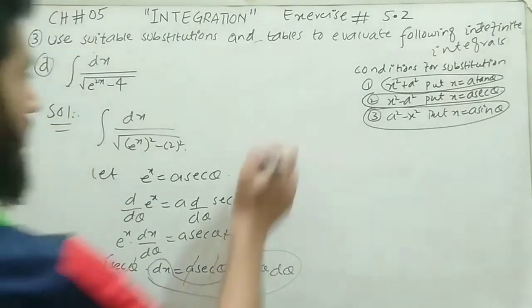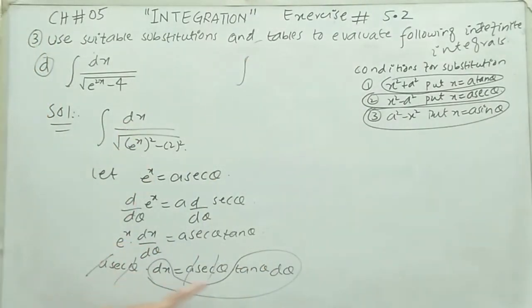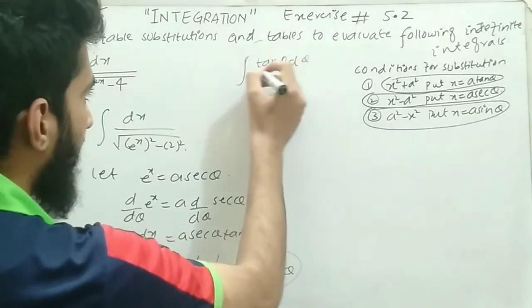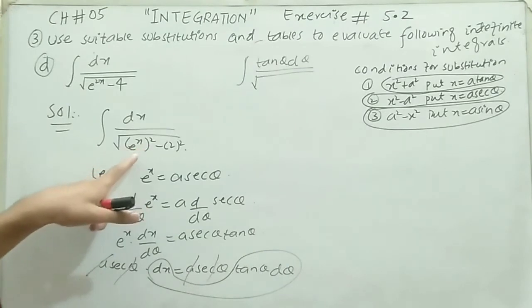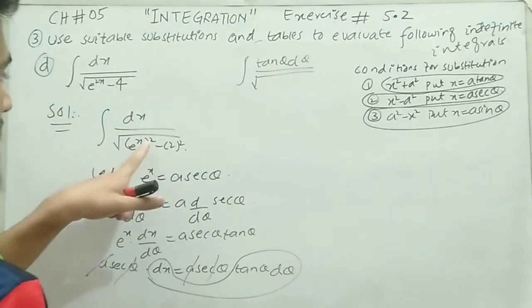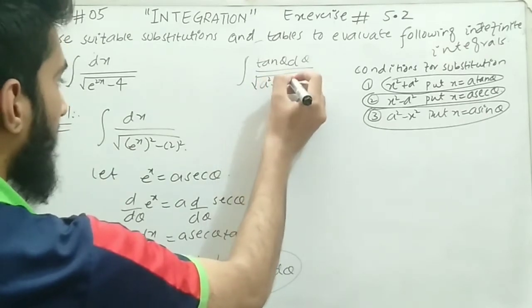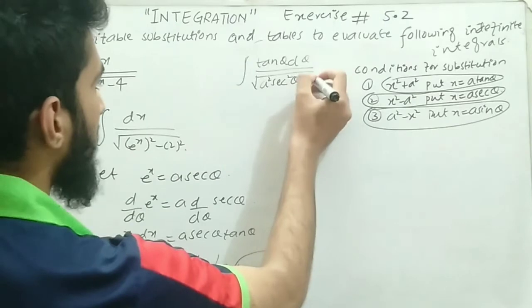Now we are going to put the value in this integrand. It becomes integral of dx, which is tangent theta d theta, so tangent theta d theta divided by under root of (e power x) whole square. So e power x is a secant theta. So a secant theta whole square will give us a square secant square theta. A square secant square theta minus 2 square will give us 4.